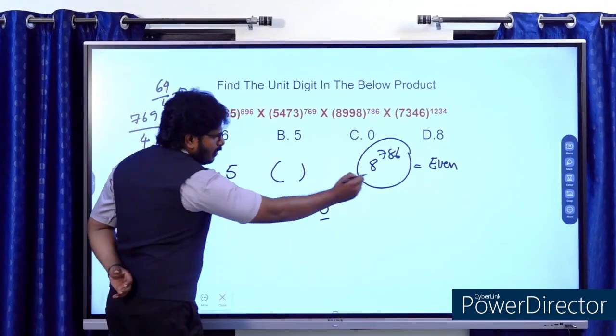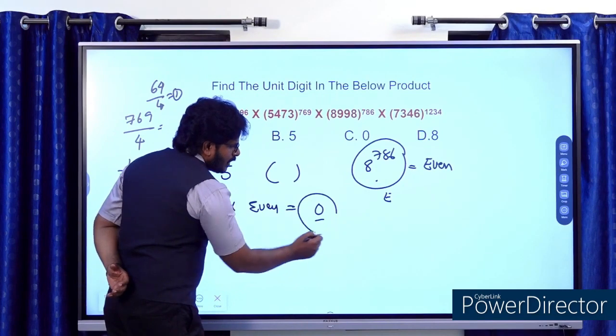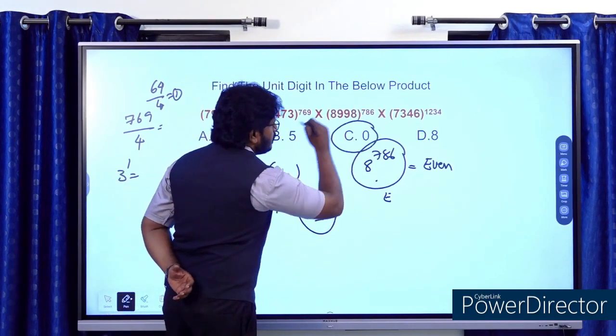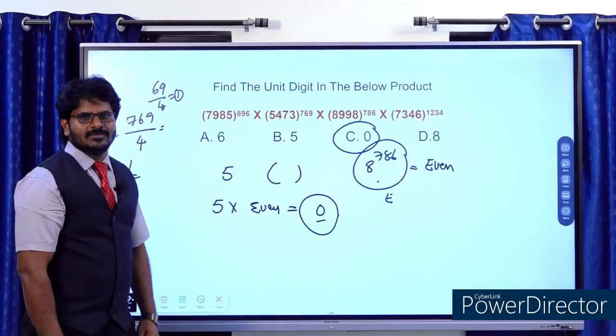So 5 into whatever, here you will get an even number. So 5 into any even number you will get 0. So the answer is C. For this entire product you will get units place as 0.